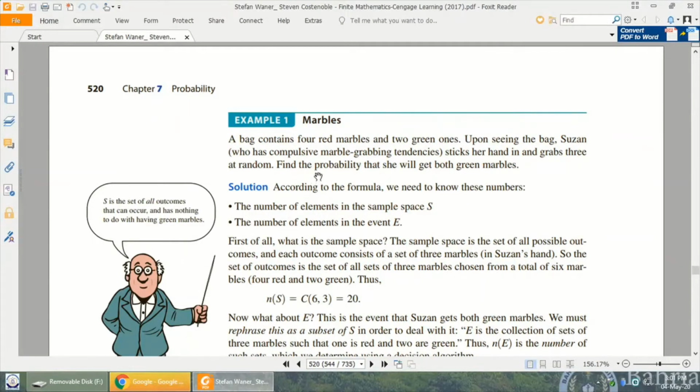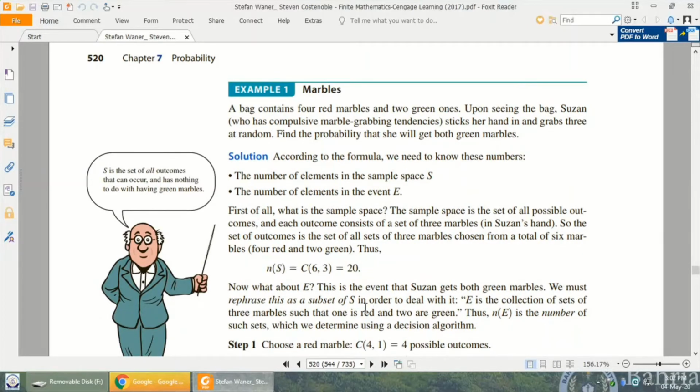So in this case, it's just a small example where there's a bag that contains 4 red marbles and 2 green ones. Upon seeing the bag, Susan, who has compulsive marble grabbing tendencies, sticks her hand in and grabs 3 at random. So when you grab 3, that means you're drawing 3 out of option of 6. So 4 red and 2 green. So this is the total sample space of 20 possibilities.